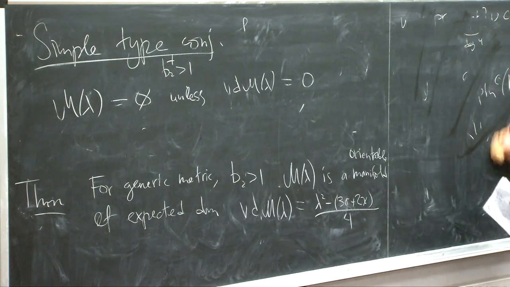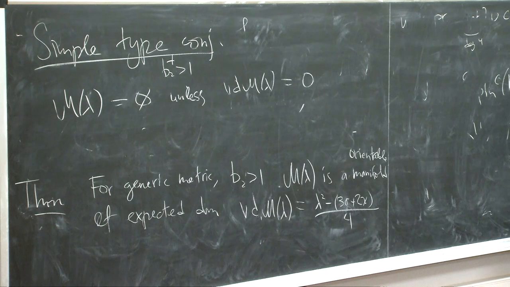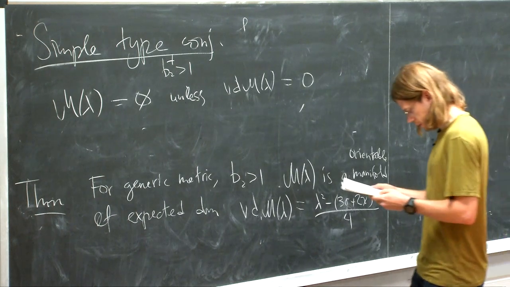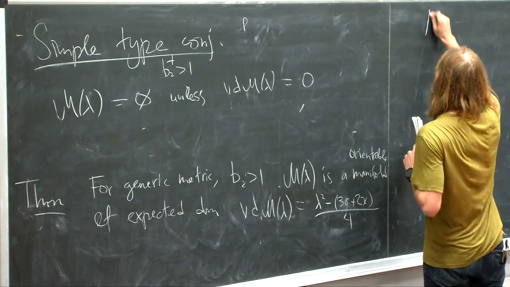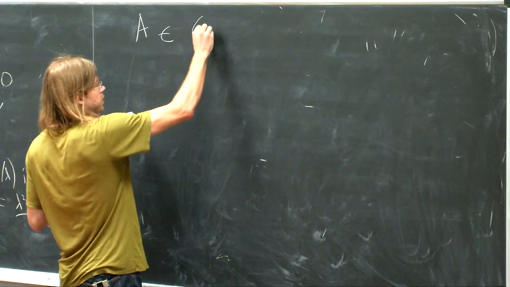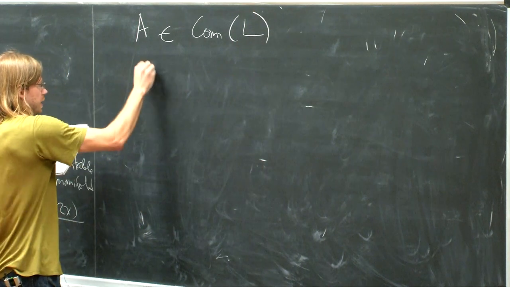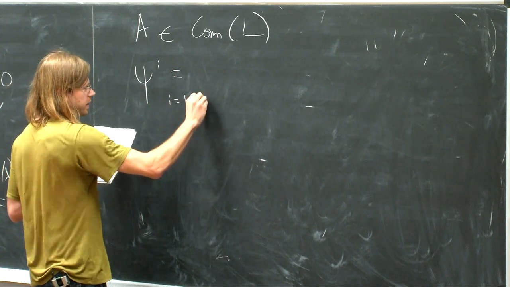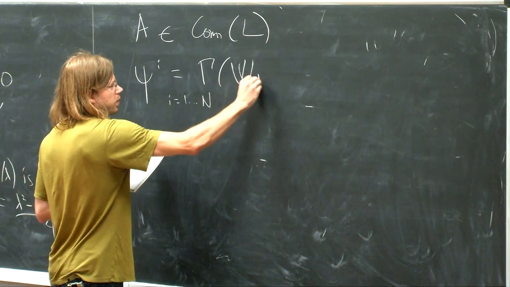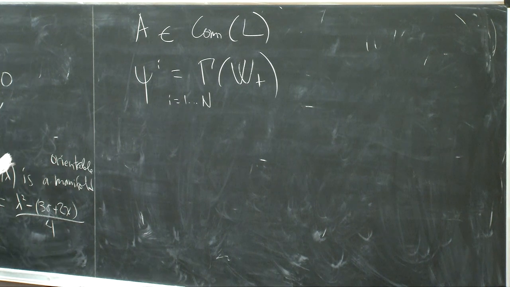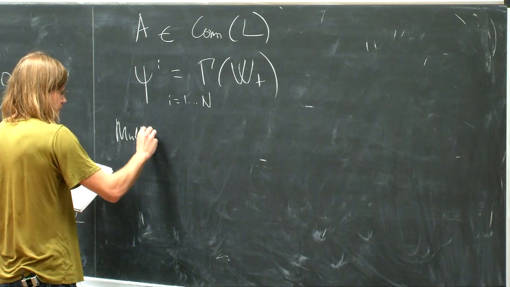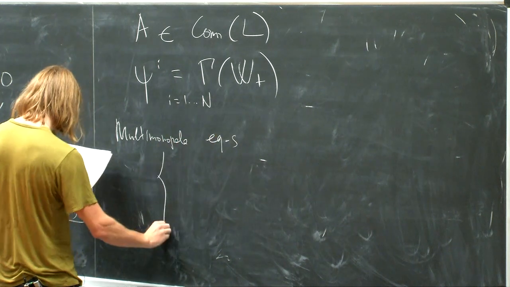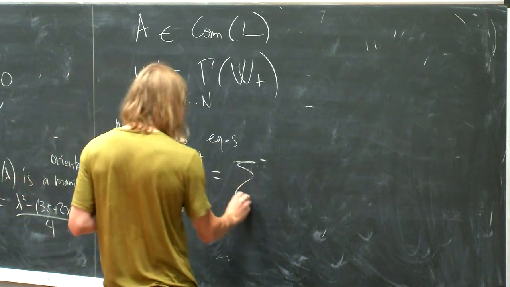So now we want to generalize it to what is called multi-monopole invariants. The setup will be essentially the same as before. A will still be the connection on this determinant line bundle L. But now, instead of a single field psi, we take n sections of the W plus bundle. And we consider the equations called multi-monopole equations. It's a very natural generalization.